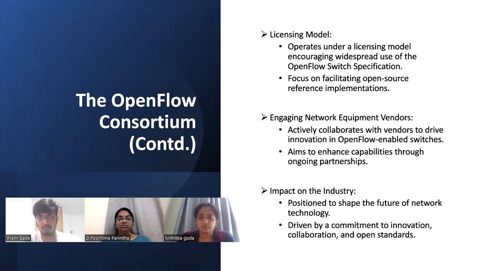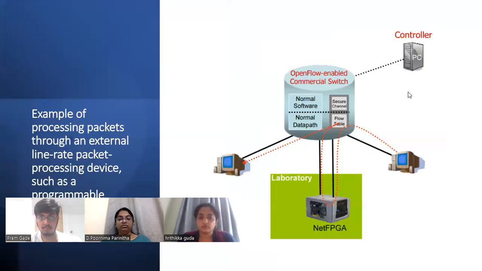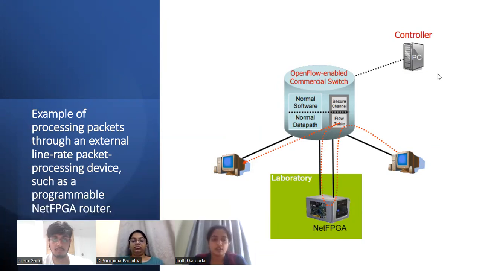Next slide, please. Yeah. So this is the diagram of an example of processing packets through an external processing device, an external line rate packet processing device, such as a programmable NetFPGA router. So in this diagram, the image shows a diagram of an OpenFlow enabled commercial switch. OpenFlow is a software defined network.